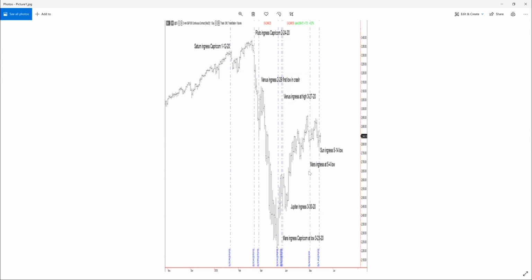And then we cap this chart off with a Mars ingress at the May 4th low, and then we have a Sun ingress at the 5/14 low. So this is one example of a marked up ingress chart. These things give great turning points all year long. And remember, there's a twist on this. It's not what you are typically used to seeing when it comes to ingress.